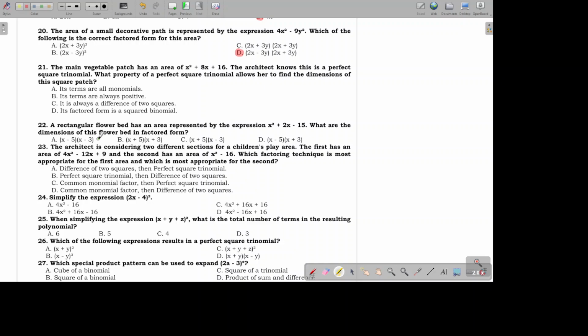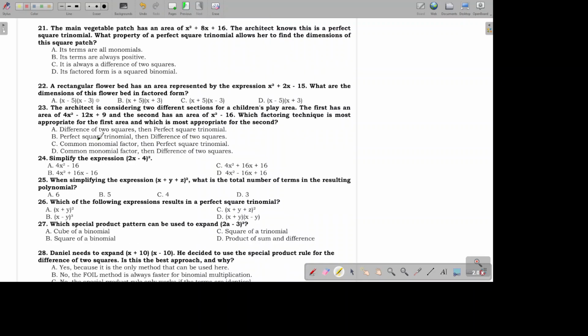The main vegetable patch has an area of x squared plus 8x plus 16. The architect knows this is a perfect square trinomial. What property of a perfect square trinomial allows her to find the dimensions of this square patch? Okay, so the only time we can obtain a perfect square trinomial is if we square a binomial. Di ba yun yung natutunan nyo sa special products? So, letter D is the answer. Its factored form is a squared binomial.